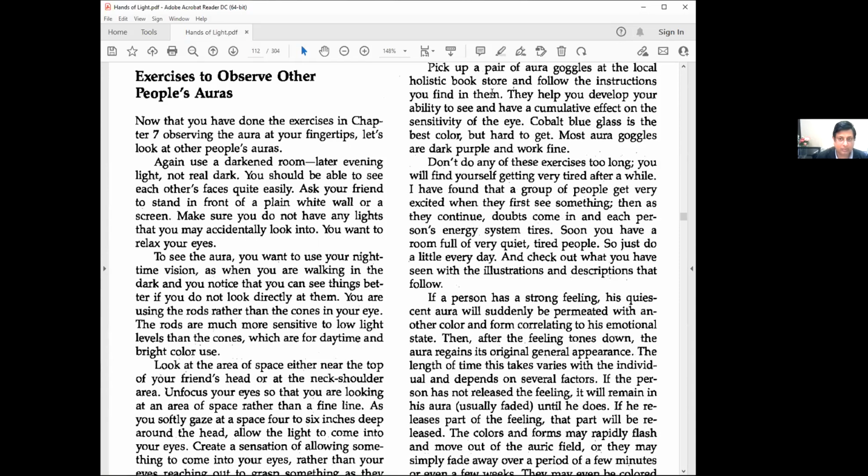So, you can do this with the naked eye also, but when you have that blue glass, it becomes easier. There are many books also which include a glass, where you have these plastic glasses with the blue color, and then you can allow yourself to see the aura with those blue ones. It comes along with that book. I have that book. I'll post the name of the book.